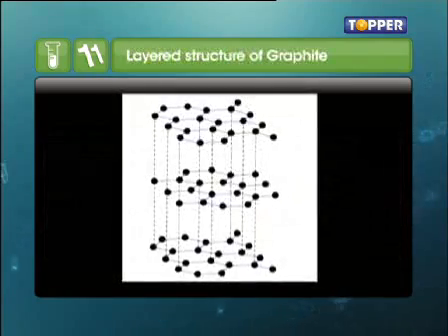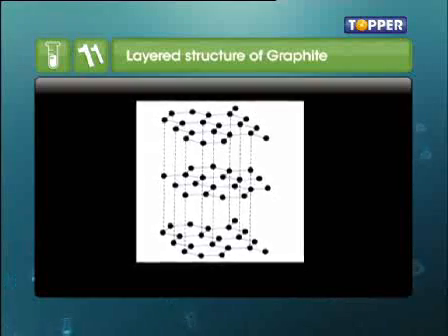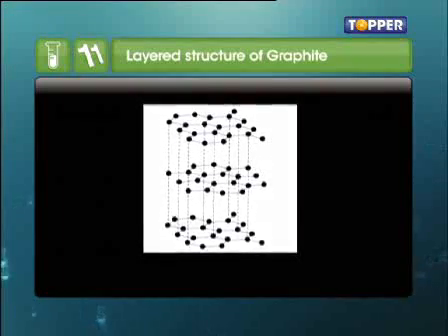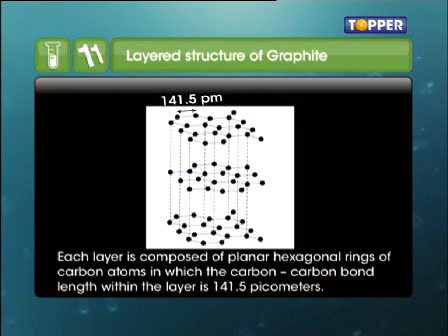What gives graphite its properties is its structure. Graphite has a layered structure. Each layer is composed of planar hexagonal rings of carbon atoms in which the carbon-carbon bond length within the layer is 141.5 picometers.